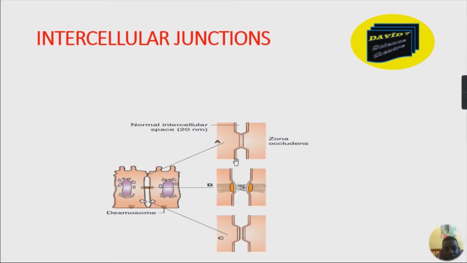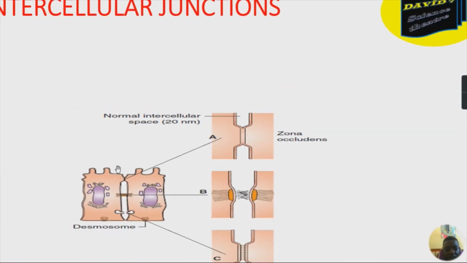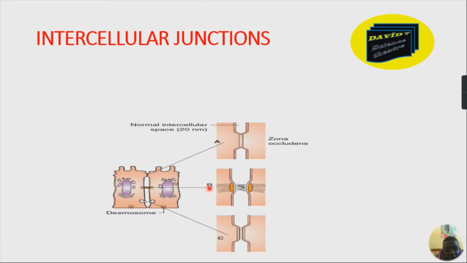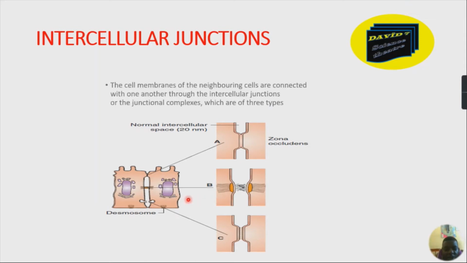If we can just try to look at this, okay, you can see the normal intercellular space is around 20 nanometers, okay? So this one here, number A is zonal occludence, then letter B represents, we're going to talk about each and everything here, okay? So C also represents a certain type of junction. So is B, so is A. So we're going to look at everything: desmosomes, hemidesmosomes, zonal occludence, zonal adherence. So just attach to this video and enjoy.